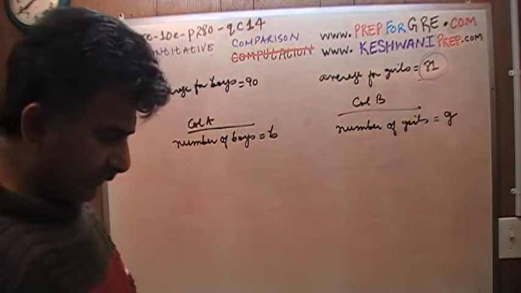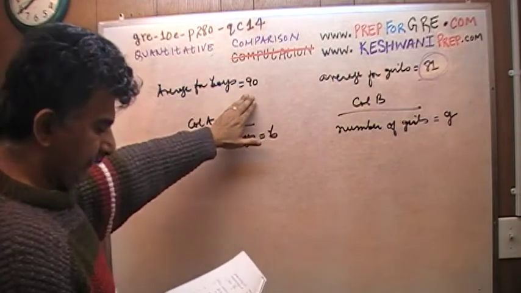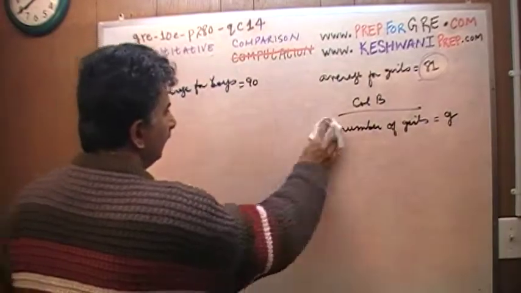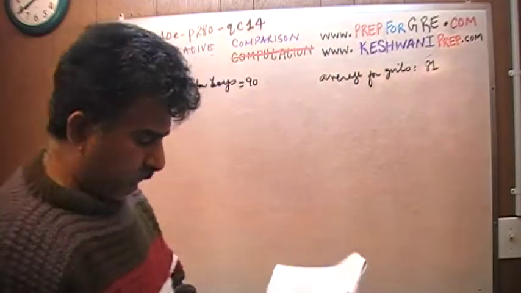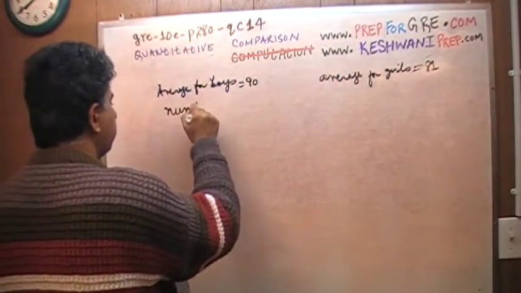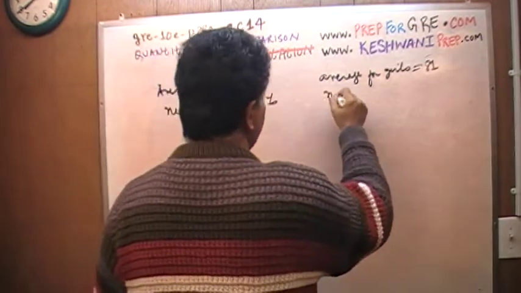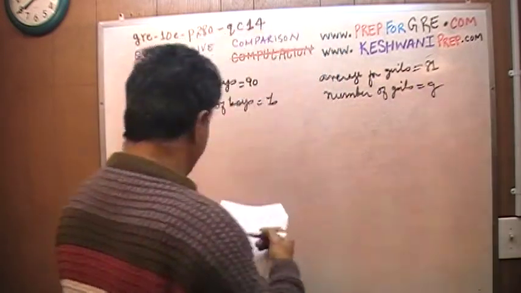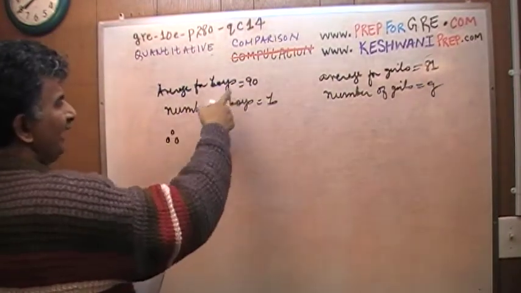And I have to pick up speed now because otherwise I'm going to run out of time. So we know that the average for the boys is 90. And the total number of boys, we said, is B. Similarly, the number of girls, let's call it G.